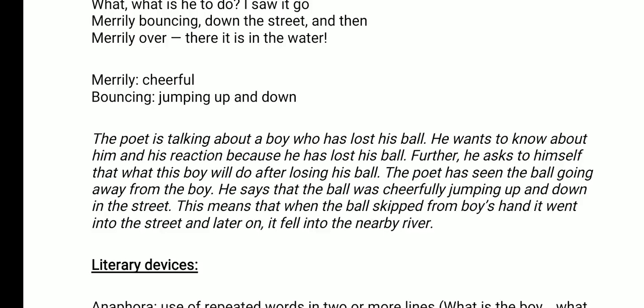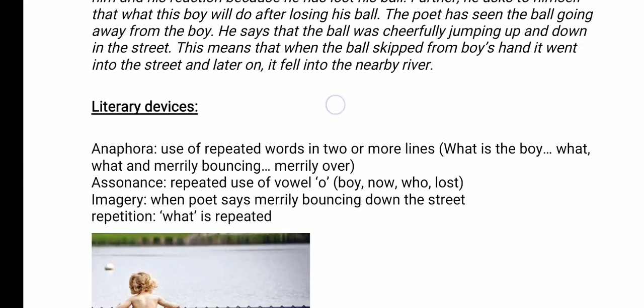This means that when the ball skipped from the boy's hand, it went into the street and later on fell into the nearby river. This is the explanation of the first paragraph. Now what literary devices are used? You can see the literary devices.